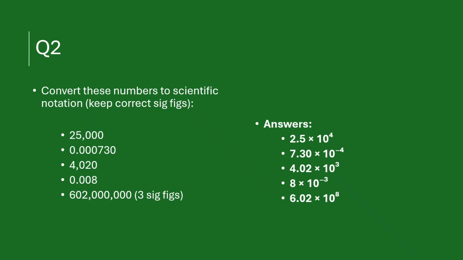Now, the last item, we have 602 million. So we're going to count how many decimal places we move. First 3, another 3, so that is 6, then 7 and 8. That is why we have 6.02 times 10 to the positive 8.